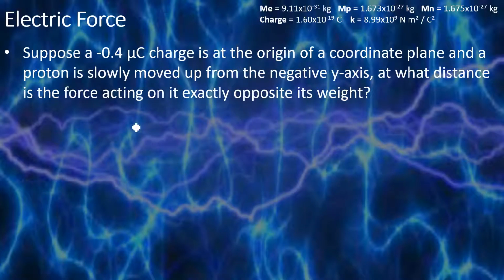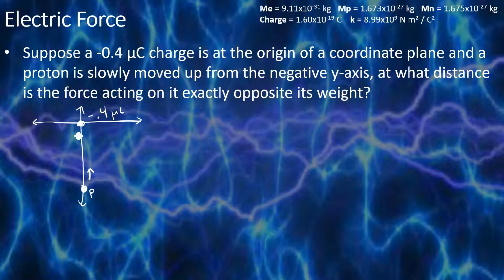Let's go on. All right, so now suppose a negative 0.4 microcoulomb charge is at the origin of a coordinate plane and a proton is slowly moved up the negative y-axis. At what distance is the force acting on it exactly opposite its weight? So we picture this situation. Here's our coordinate axis, and here's our charge, negative 0.4 microcoulomb, right here at the origin. And we have some sort of proton right here. And we're slowly moving it up.